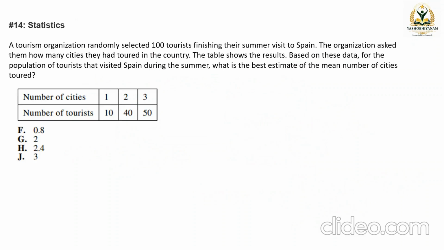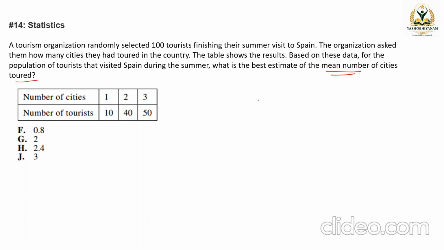A tourism organization randomly selected 100 tourists finishing their summer visit to Spain. Obviously, you will have a data-based question or a data interpretation question. It is a very simple data interpretation question that could involve statistics, or it could involve some kind of graphs. This one is a very simple statistical question. The organization asked them how many cities they had toured. The table shows the results. Based on these data, for the population of tourists that visited Spain during the summer, what is the best estimate of the mean number of cities toured?